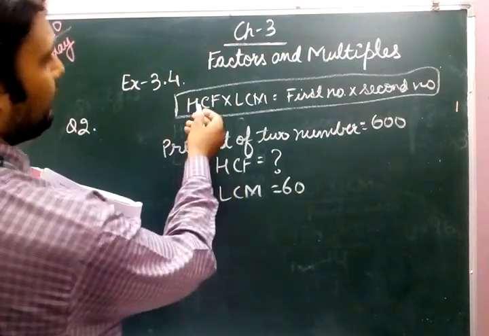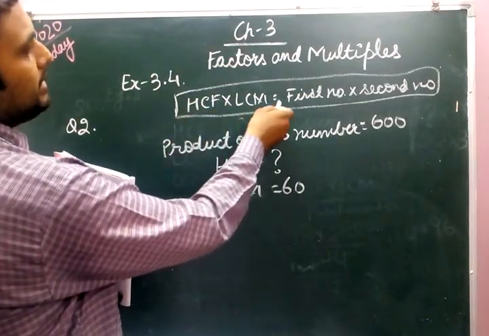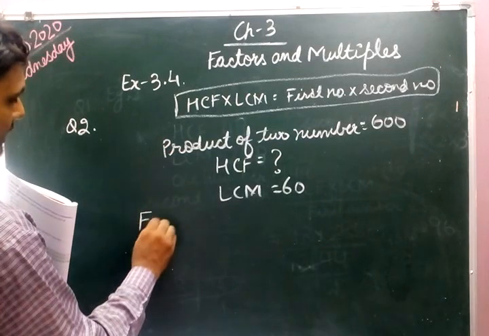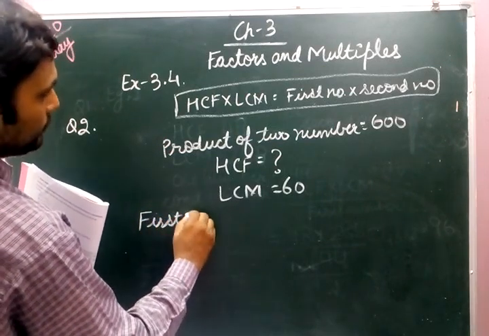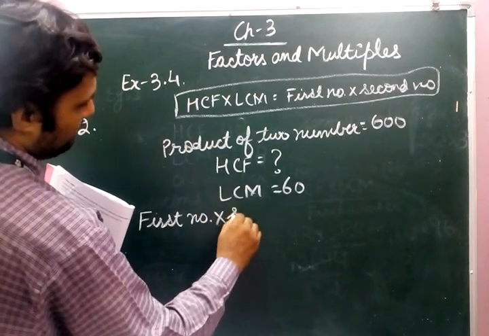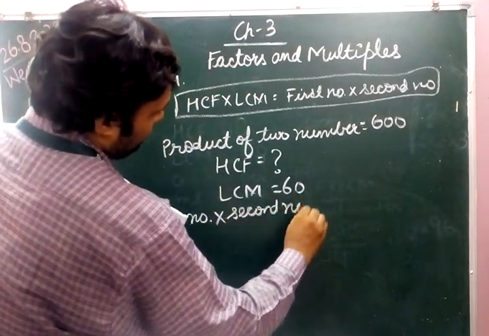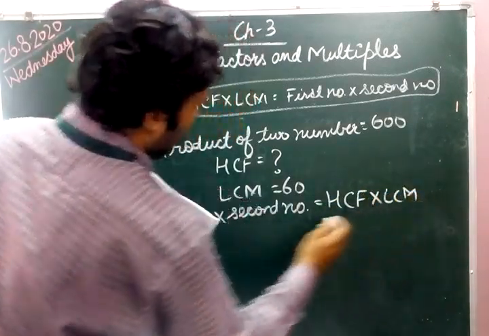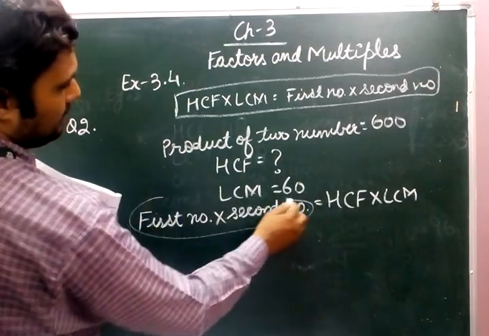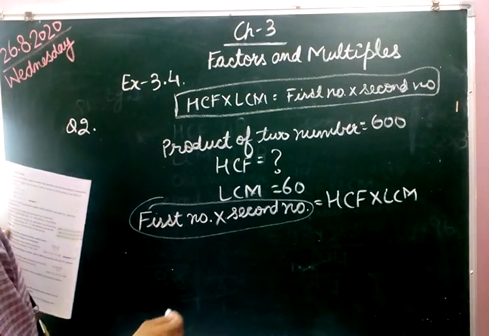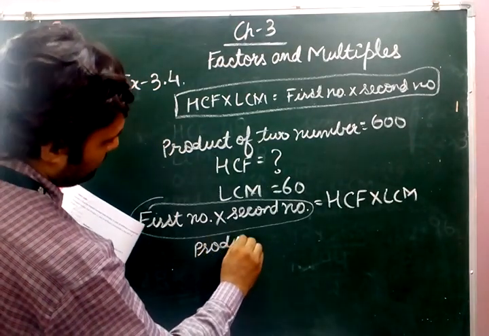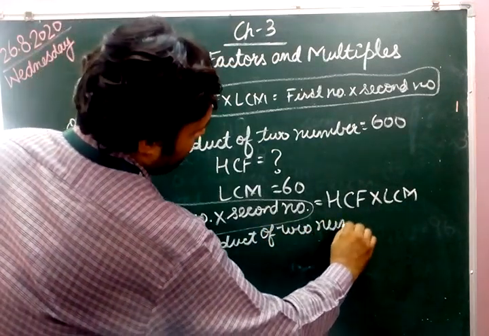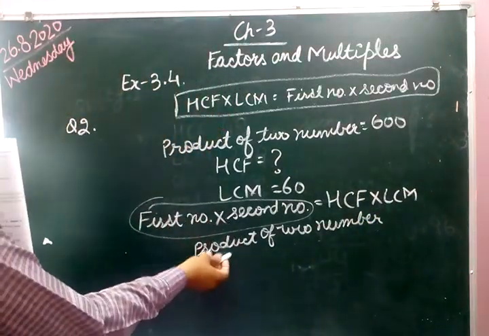Now students, what is the formula? HCF multiplied by LCM equals first number multiplied by second number. If we write this formula like this, the product of two numbers, meaning first number multiplied by second number, equals the product of their HCF and their LCM. So the product of two numbers is given.